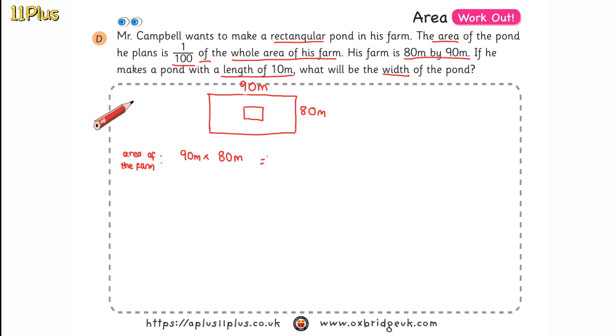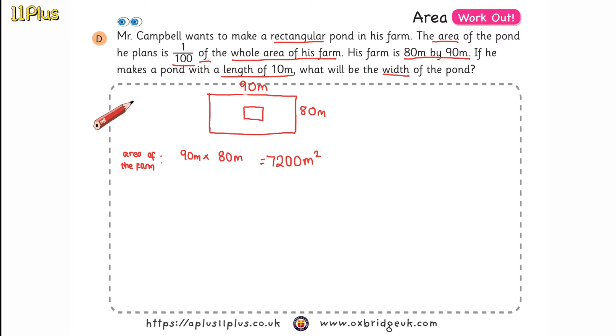9 times 8 gives you 72, and we have the 2 zeros, so just put 2 zeros there. Don't forget your units, that's meters squared. The area of the farm is 7,200 meters squared.